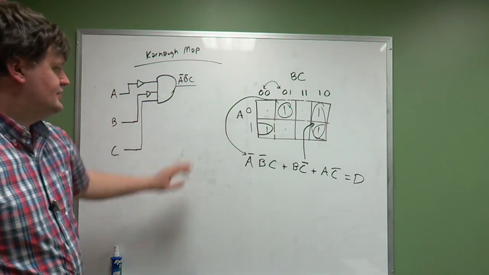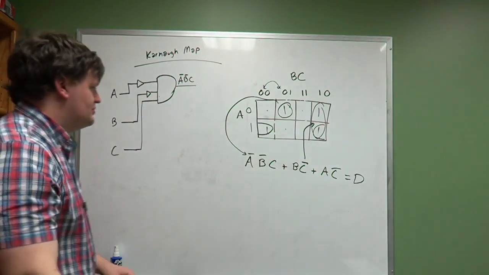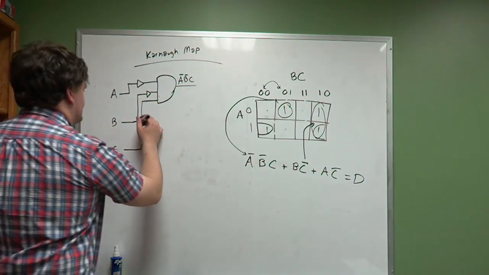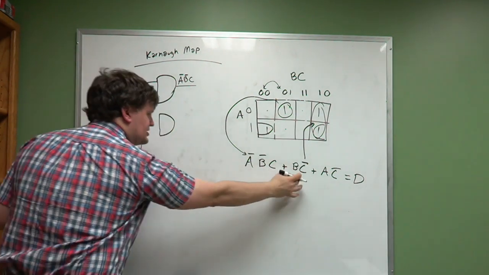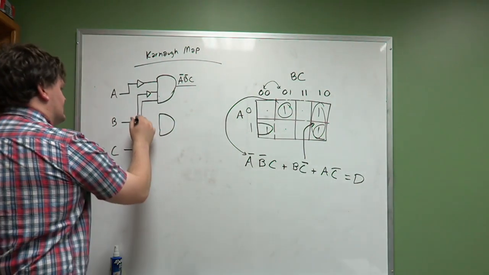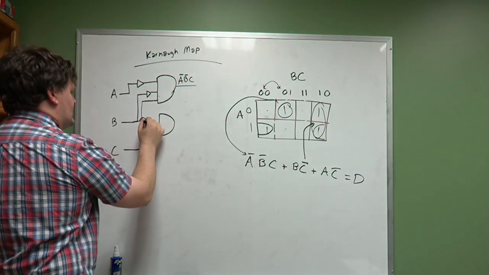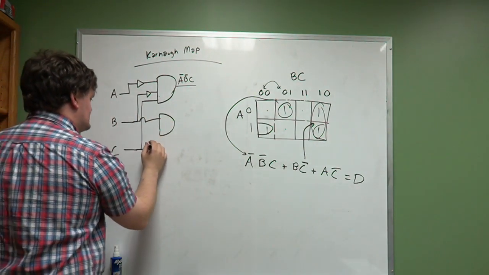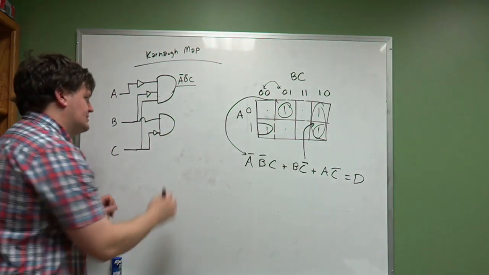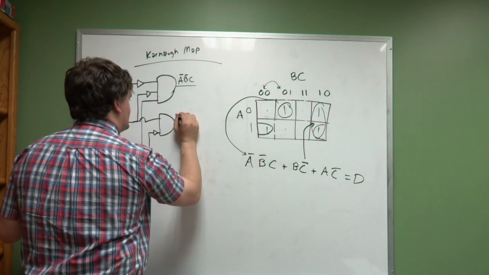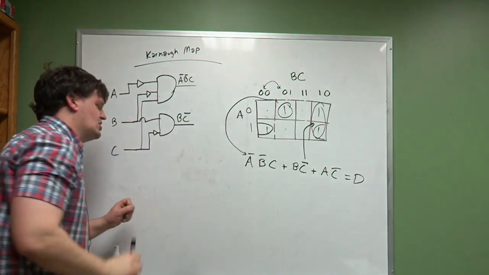You got that. Second term, B, C naught. So again, another AND gate because they're multiplied by each other. B, C naught. Jump over this wire, straight in. Take this one, not it, and now what we have coming out of it is B, C naught.